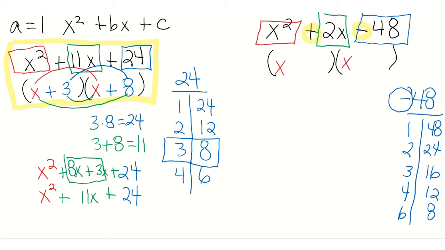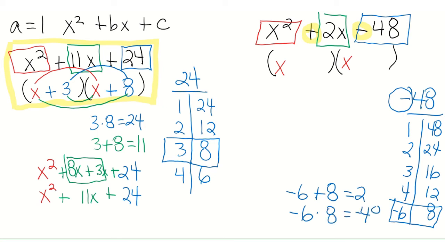And I see that if I choose this bottom pair, and let my 6 be negative, then I have my minus 6 plus 8 is going to give me a positive 2, and a minus 6 times 8 is going to give me a negative 48. So that's going to be the factors I'm going to want to choose. I'm going to choose a minus 6 and a positive 8. So now let's go ahead and double check it like we did before.